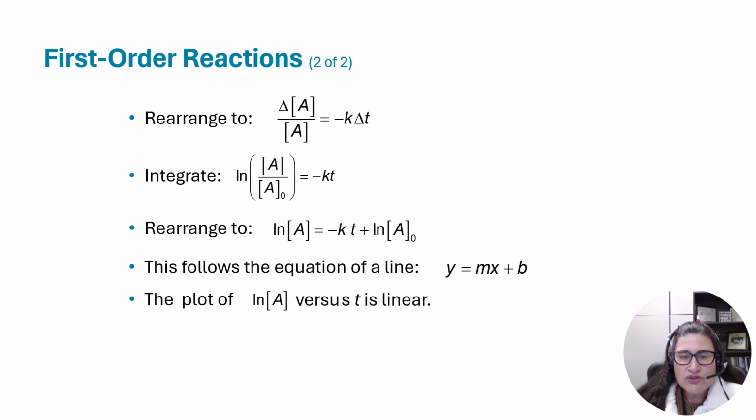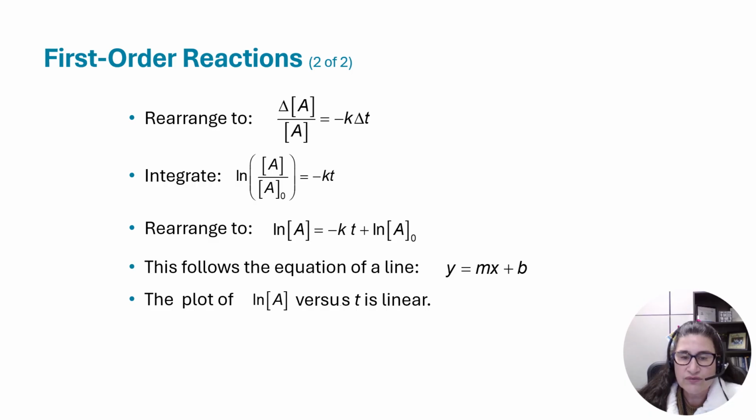If we rearrange that expression, we would get the change in concentration over concentration is minus k change in time. And then if we do the natural log of that, we end up with this equation. Finally, rearranging it, we would get ln of A equals minus kt plus ln of A0, and A0 is that initial concentration.